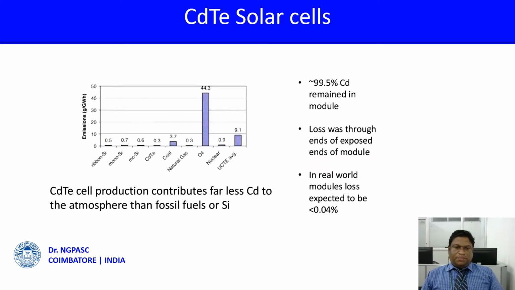The main important disadvantage is cadmium safety. I mean, cadmium poison. They say that cadmium is a heavy metal and it is toxic to the human body. But what happens in the real case? These emissions are given in one study, where you can see where cadmium telluride falls. Cadmium telluride is 0.3% compared to oil and nuclear, the other carbon emissions. 99.5% of cadmium remained in a module, and the loss was through exposed ends of the module, and in the real world module loss is expected to be 0.04%. So this study shows that cadmium telluride can be further utilized in modules.